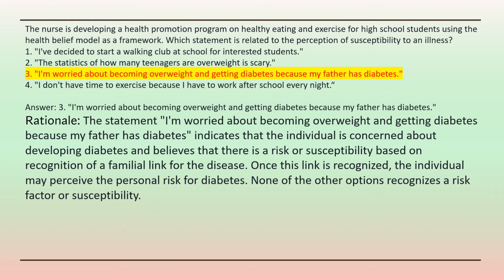Answer 3. I'm worried about becoming overweight and getting diabetes because my father has diabetes. Rationale: the statement indicates that the individual is concerned about developing diabetes and believes that there is a risk or susceptibility based on recognition of a familial link for the disease. Once this link is recognized, the individual may perceive the personal risk for diabetes. None of the other options recognizes a risk factor or susceptibility.